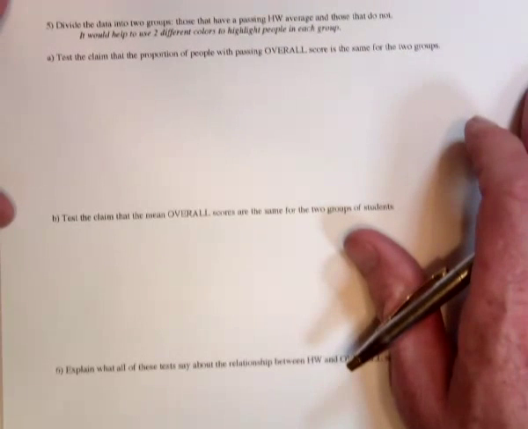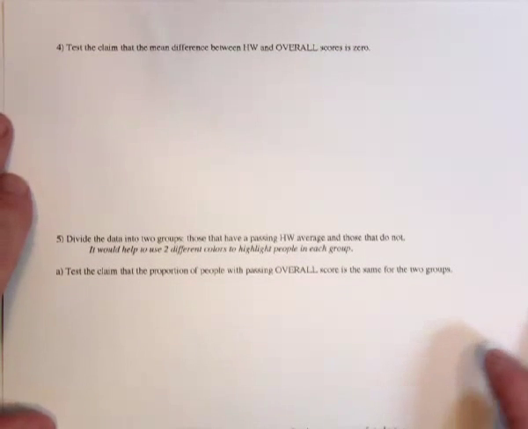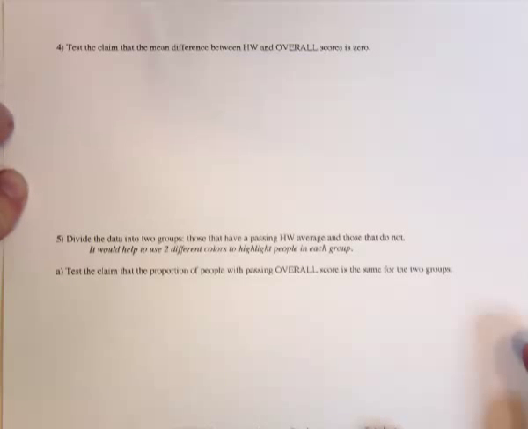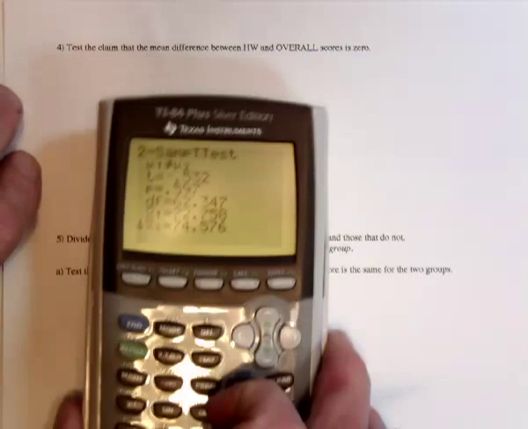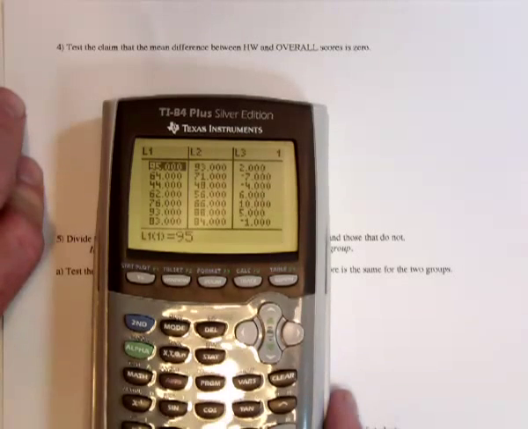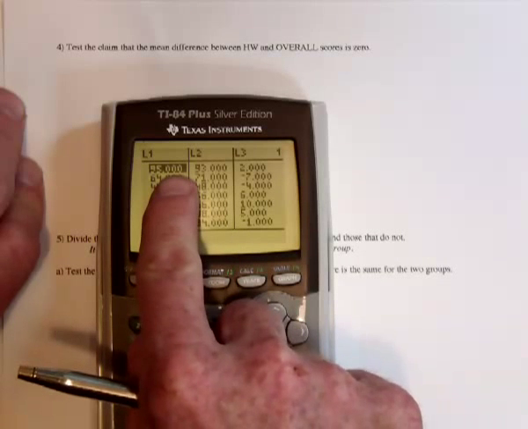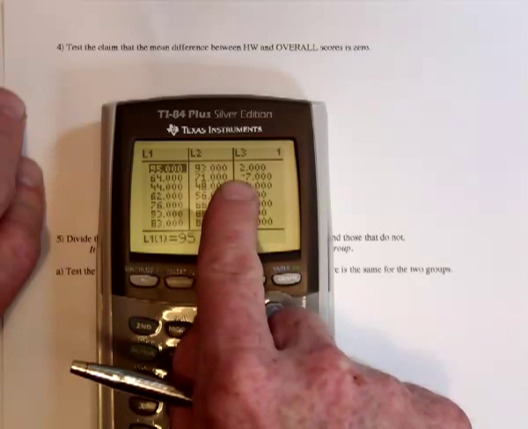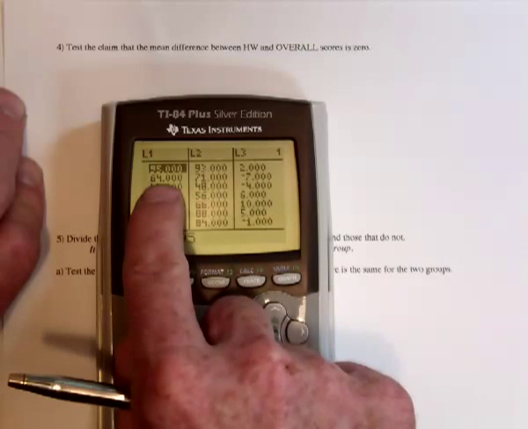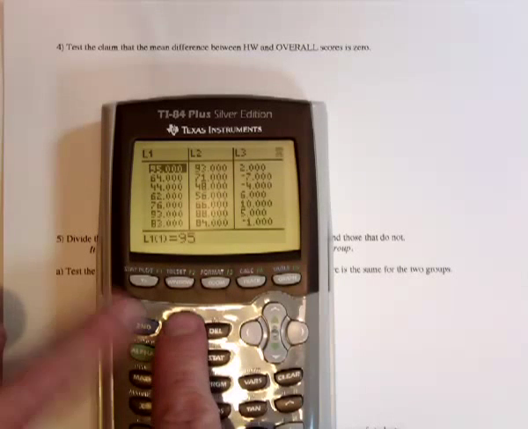And then we're on to page 2, and that is actually the next question. Test that the mean difference is equal to 0. So we have list 1 and list 2 as the data, and the question is about the difference. So you could, by hand, subtract them. 95 minus 93 is 2. And 64 minus 71 is negative 7. You can do that all yourself, or you can go like this.